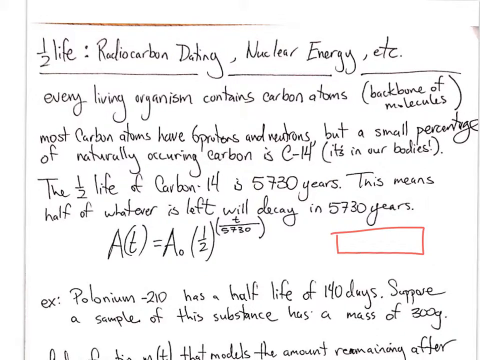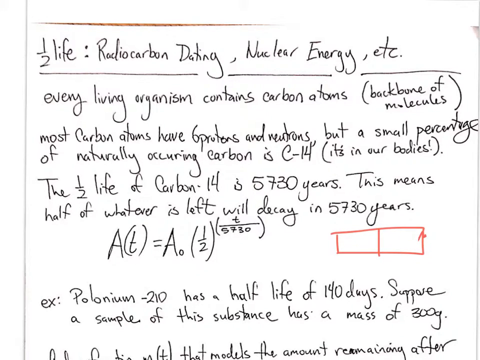So there's this much carbon-14. And after 5,730 years, there is this much. Then after another 5,730 years, half of that would decay. And after another 5,730 years, half of that would decay, and so on.